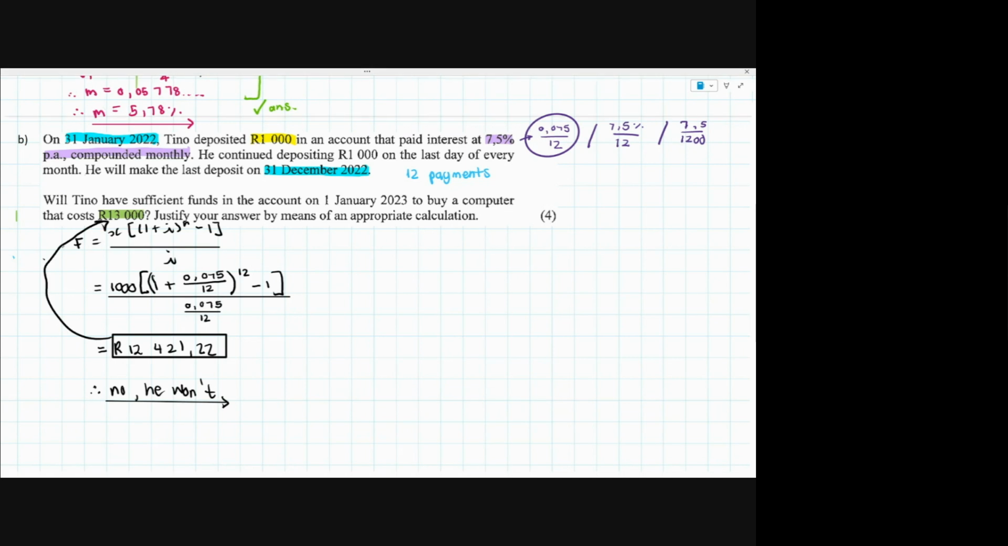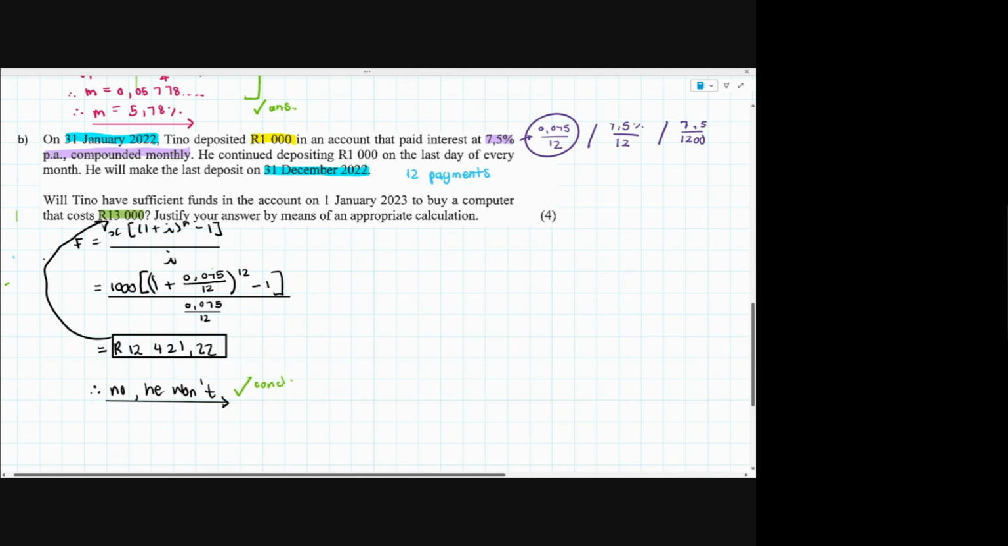The fact that if your question is asking you to make a conclusion or to state whether something is true or not, you do actually need to make that conclusion. So again, 4 marks, you'll see that one of these marks is for your final conclusion, for concluding that no, he will not have enough money.